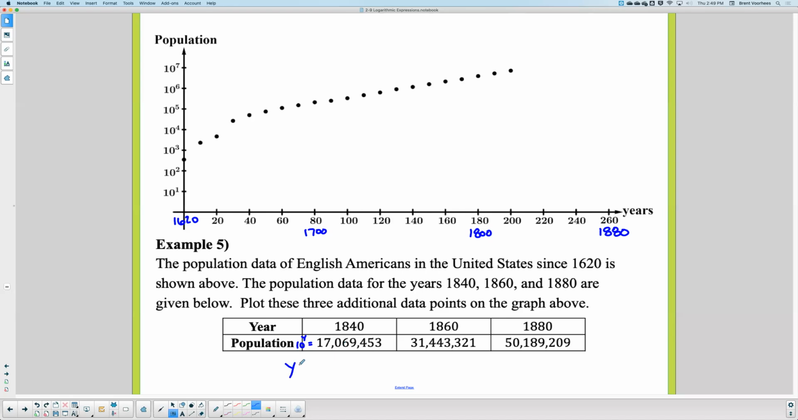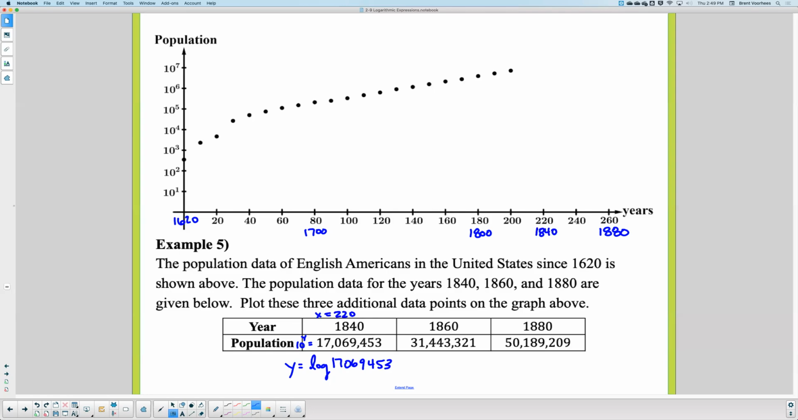Log. We're going to say the y value will equal the log. Do I have to write a 10 if it's base 10? No, you can skip that. Log of 17,069,453. That's where we're going to get our y value. This x value, let's actually convert this to an x value. 1840 is going to be the same thing as, if this is 1820, this will be 240. The x value is actually going to be 220.